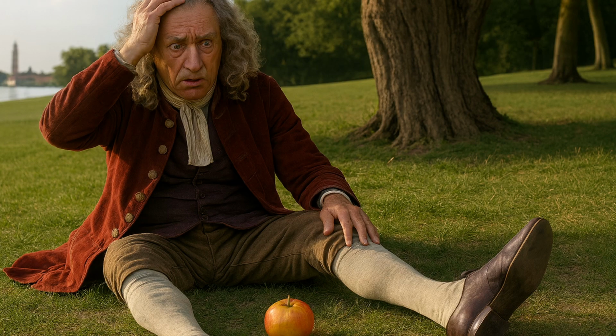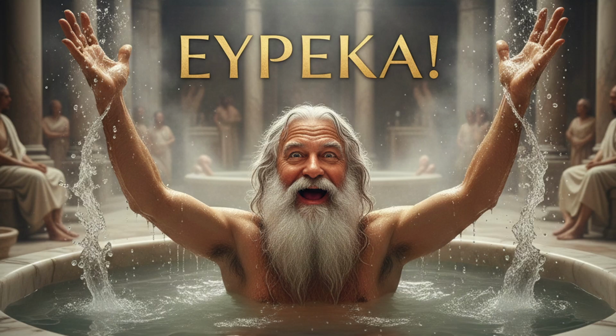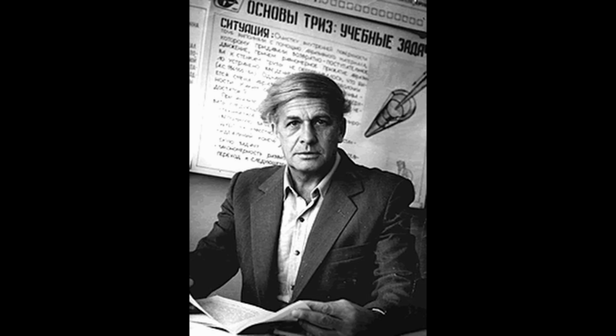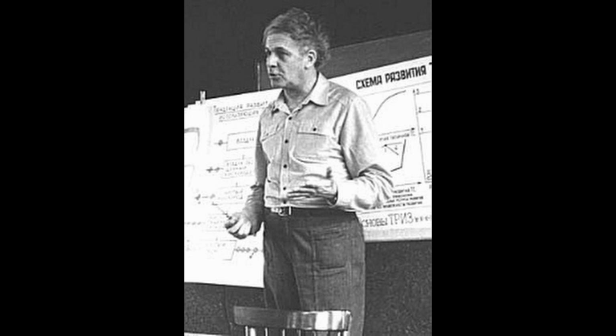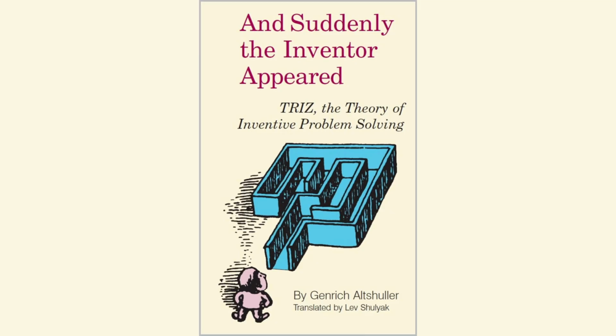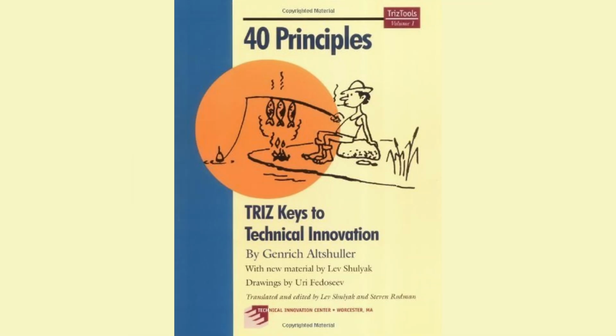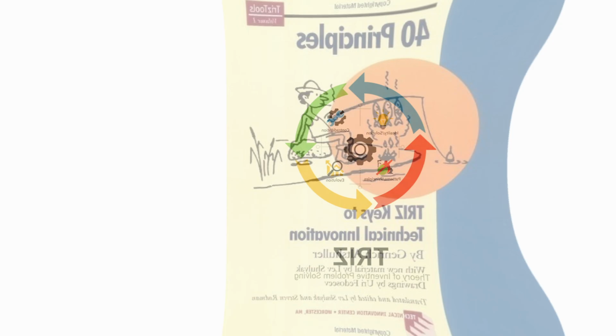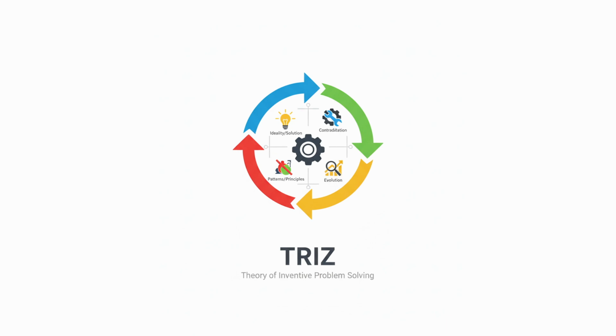Introduction and History. Is invention an act of luck or an exact science? For decades, we believed that creativity was a random lightning strike. But in 1946, in the Soviet Union, a patent engineer named Genrich Altshuller discovered something fascinating. After analyzing over 200,000 patents, Altshuller realized that inventive problems, regardless of the industry, are solved using a limited set of universal principles. Thus was born TRIZ, the theory of inventive problem solving.